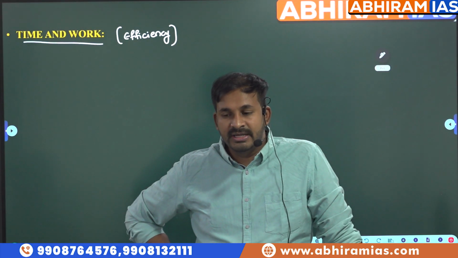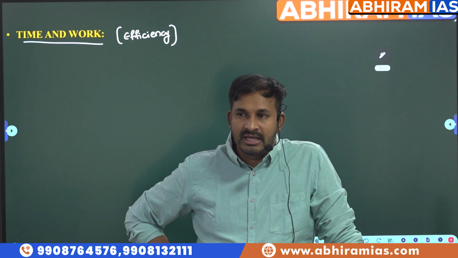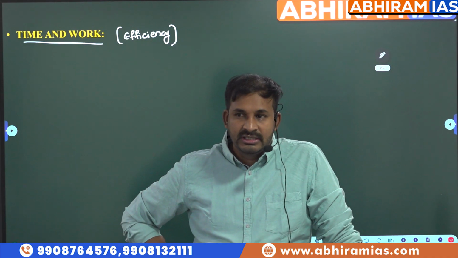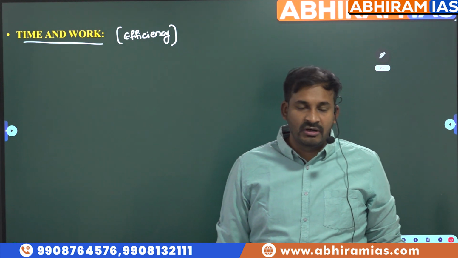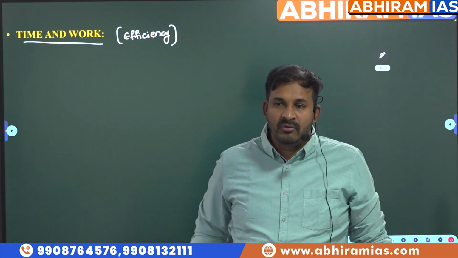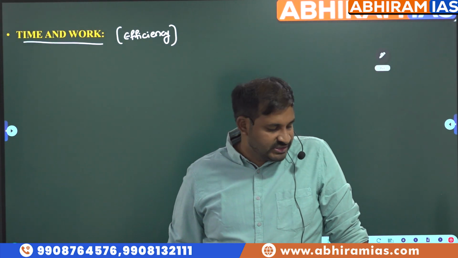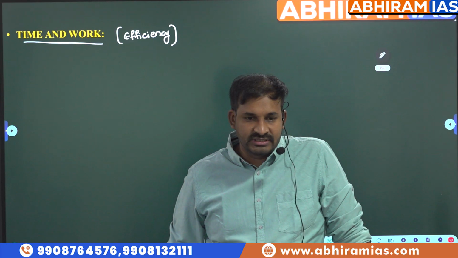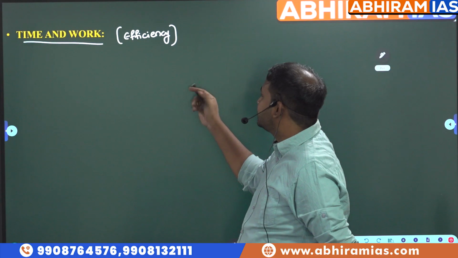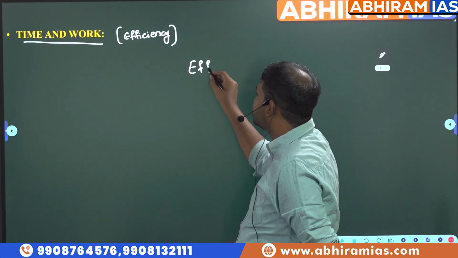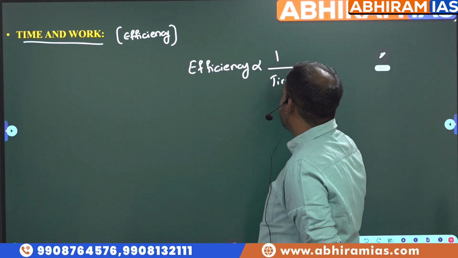The amount of work done by a person in the given unit time is called efficiency. Now, just now you were told that efficiency is inversely proportional to time. Efficiency is inversely proportional to the time taken to do a job.